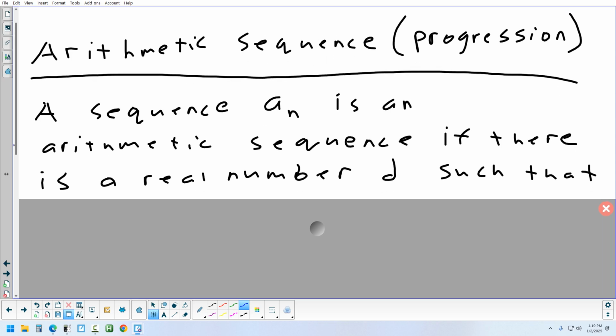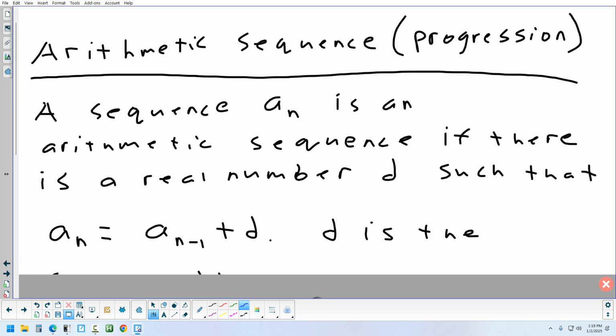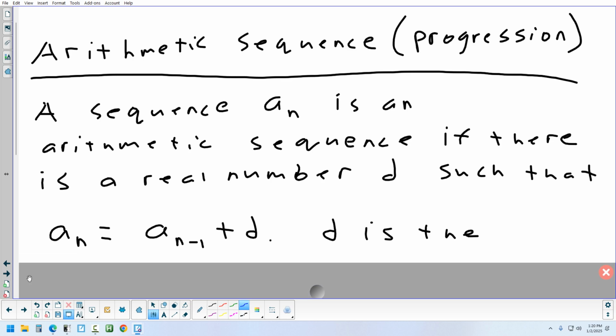So what would make something arithmetic? That's what I'm going to show you right now. A sequence is arithmetic if, to get the next term, you take the one before it and you add something. Now, you could add a negative number. That would be subtracting, and that's fine too. But whether you're adding or subtracting, that is called an arithmetic sequence.